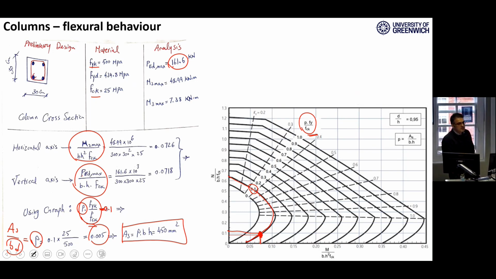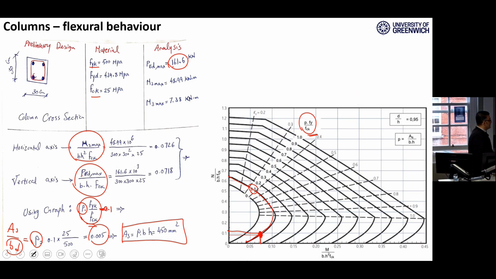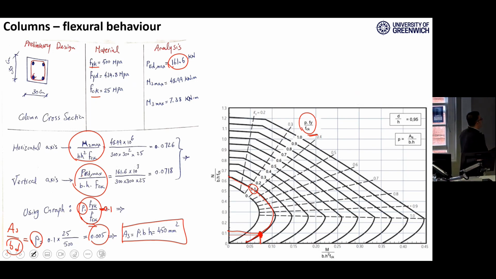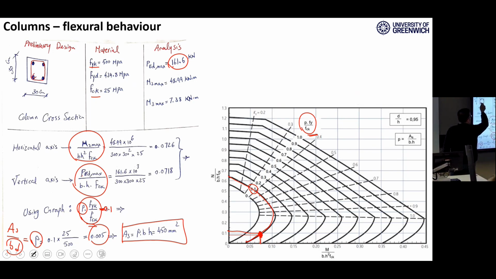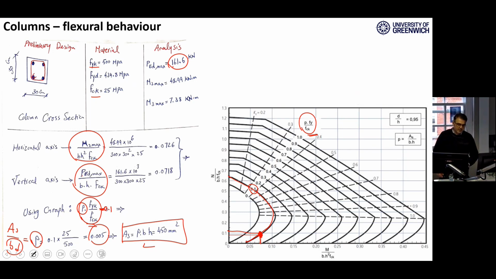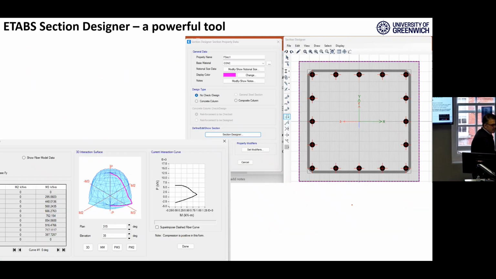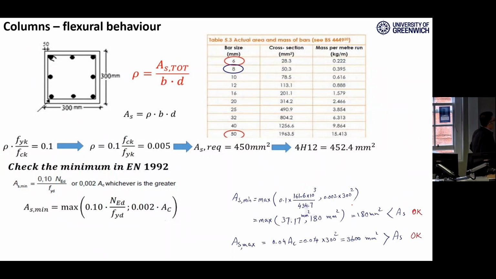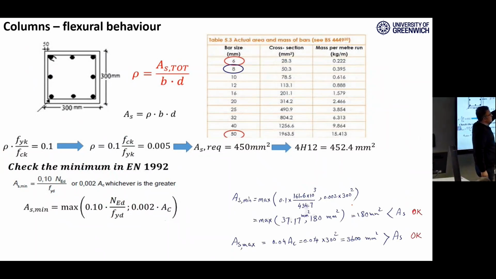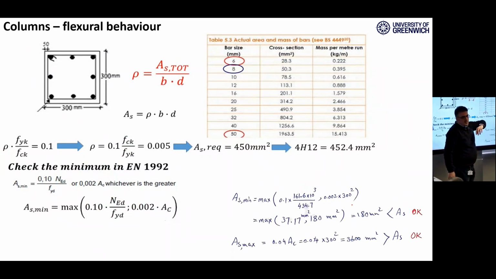You need this reinforcement in your section. You need to put some reinforcements here to comply with this amount of AS, this amount of reinforcement, right? Longitudinal reinforcement. For this purpose, we need to choose what kind of rebar you want to use.